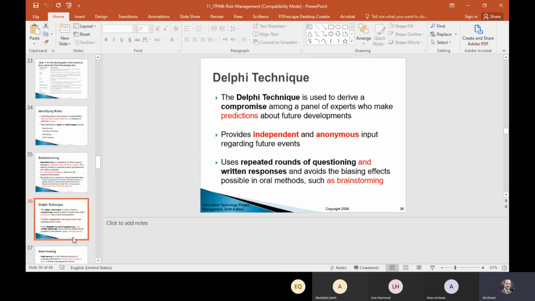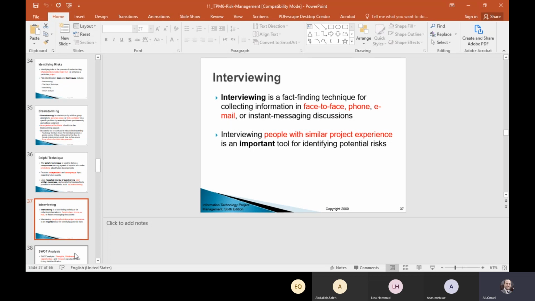So in this technique, you write down, instead of in brainstorming, where you are face to face, sitting with a colleague and trying to come up with ideas verbally.